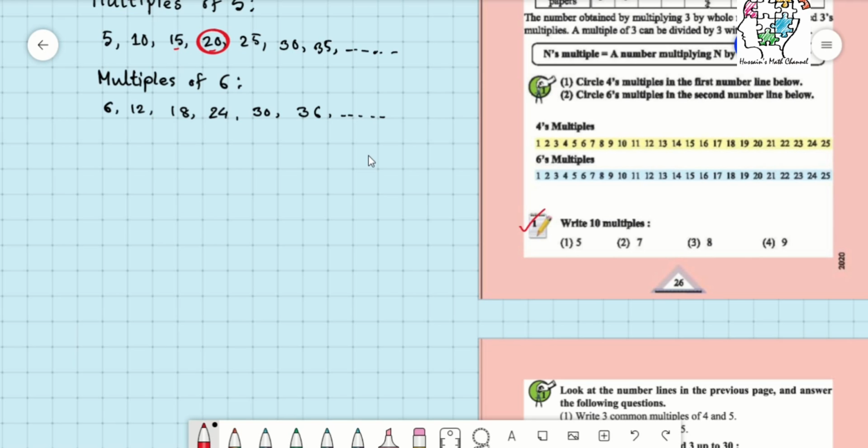of 26, you are asked to write 10 multiples of the following numbers. That means 5, 7, 8, 9. So if you write this at home, it will be better for you. Just the multiplication table of 5, 7, 8 or 9, but without writing 1 times 5 is 5, just 5, 10, 15, this way.